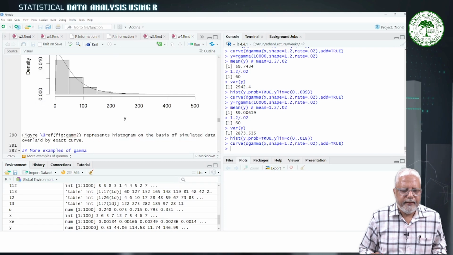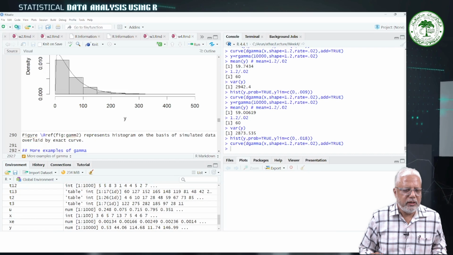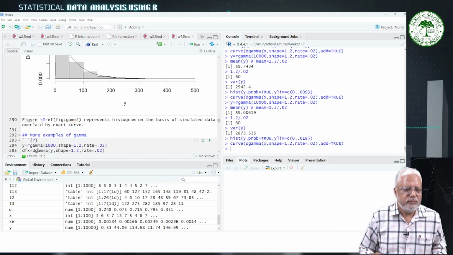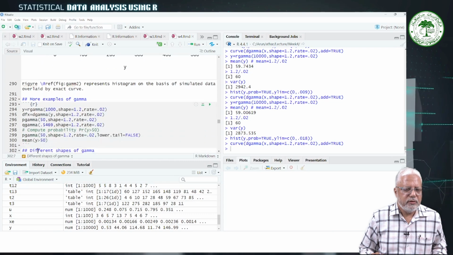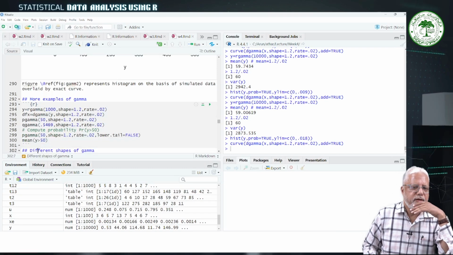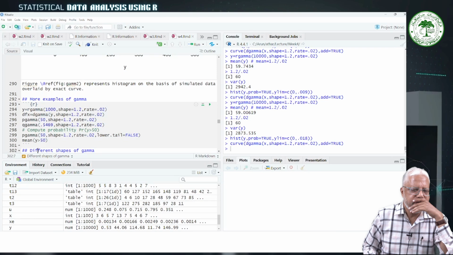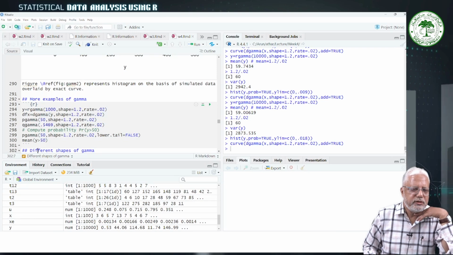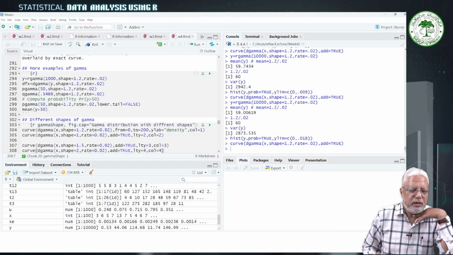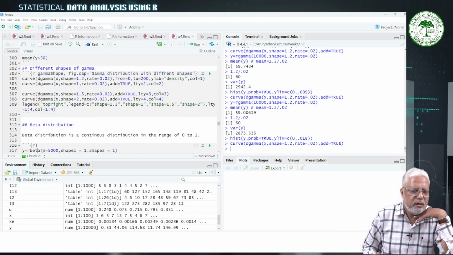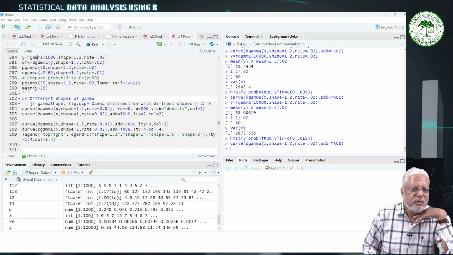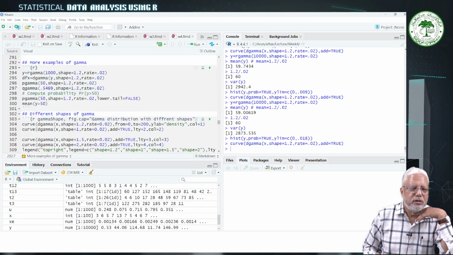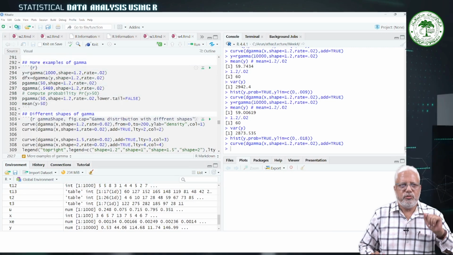The figure represents the histogram on the basis of simulated data overlaid by the exact curve. More examples on gamma distribution, which we shall talk about in our next video: more examples on gamma distribution, different shapes of gamma, and then beta distribution. So these things we shall talk about in our next lecture.